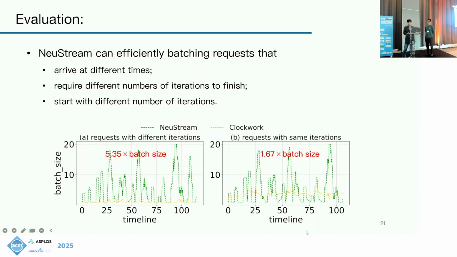To fully understand NeuStream's benefits on batching, we plot the running batch size on the DiT model DiT-S2 along the time. On average, the batch size of NeuStream is 5.35 times larger than Clockwork due to efficiently batching requests that arrive at different times, require different numbers of iterations, or start with different numbers of iterations. The figure on the right increases the batching opportunity of Clockwork by setting the same number of iterations for each request, that is, disabling the third case. We see that NeuStream still has a larger batch size, 1.67 times larger on average.